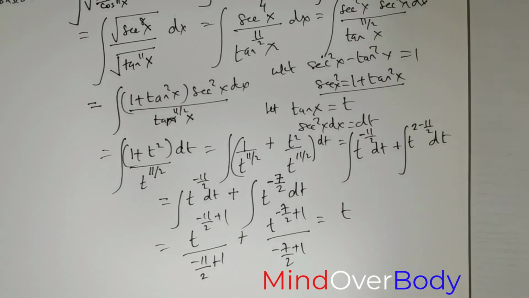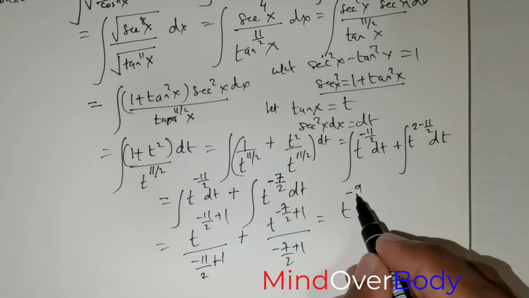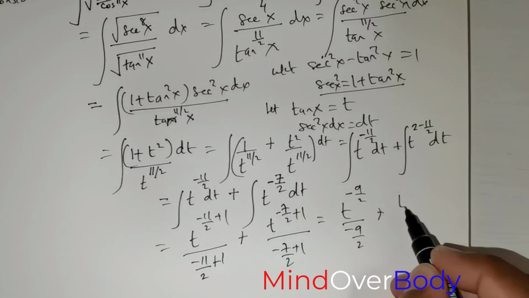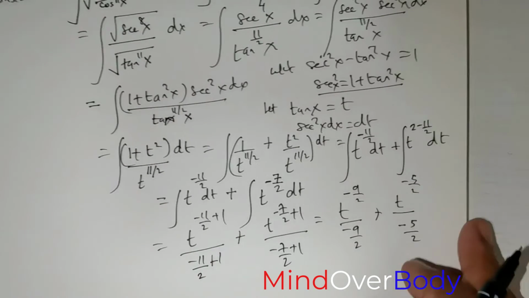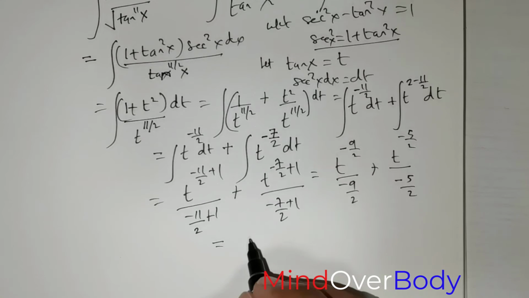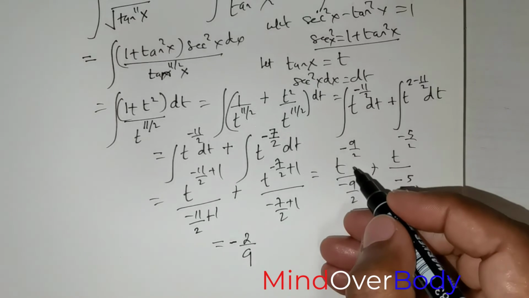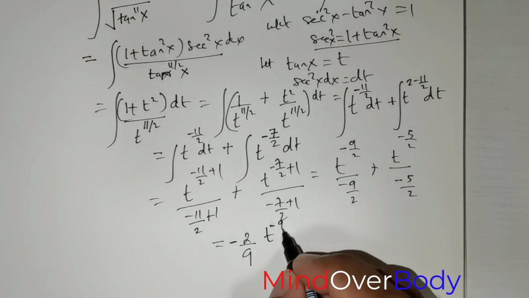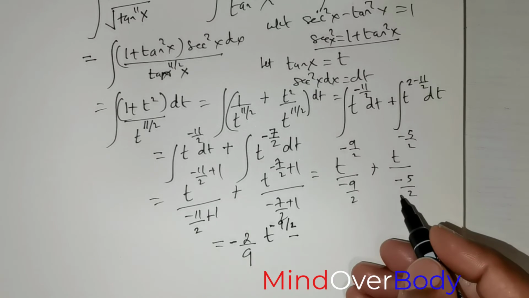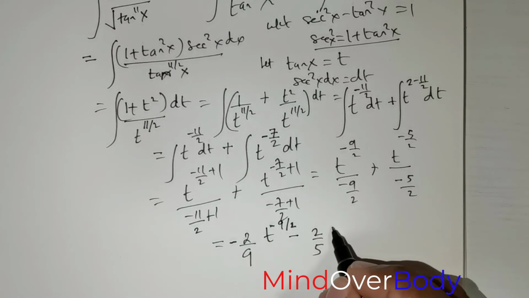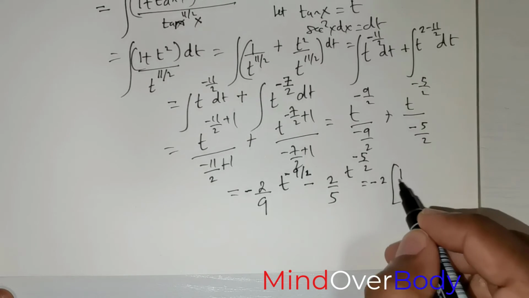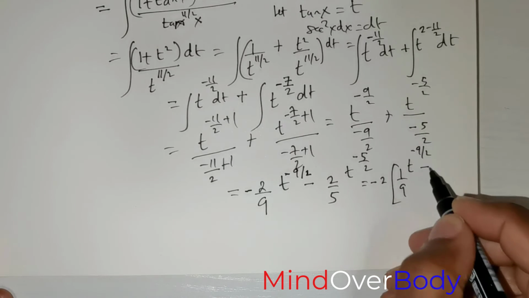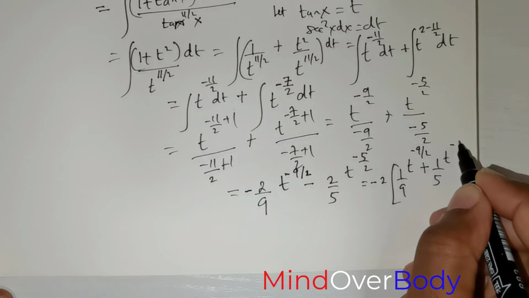When you simplify this you get t raised to the power of negative 9 over 2 divided by negative 9 over 2, plus t raised to the power of negative 5 over 2 divided by negative 5 over 2. Now if you were to flip this, you would get negative 2 over 9 with the negative sign, and then t raised to the power of negative 9 over 2, followed by negative 2 over 5 t raised to the power of negative 5 over 2. Now if you were to take negative 2 out, this would give me 1 over 9 t raised to the power of negative 9 over 2 plus 1 over 5 t raised to the power of negative 5 over 2.